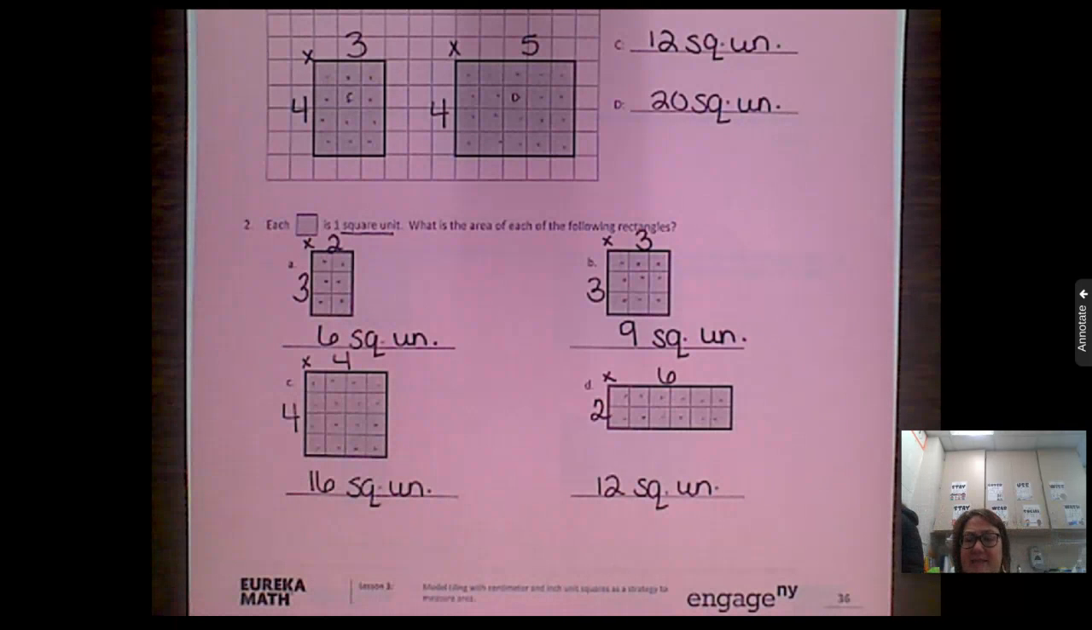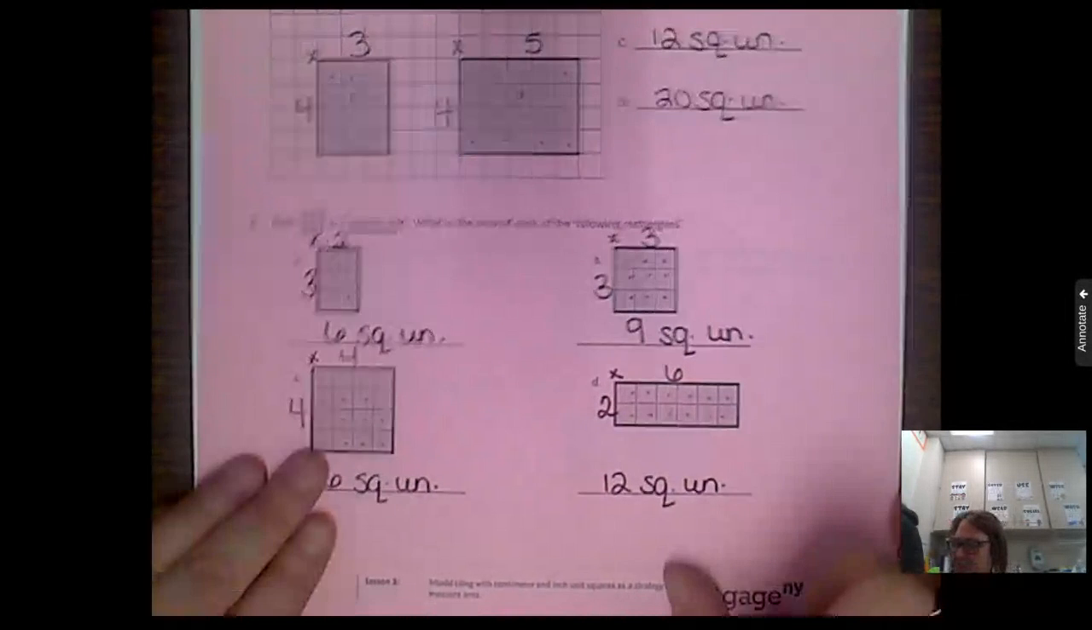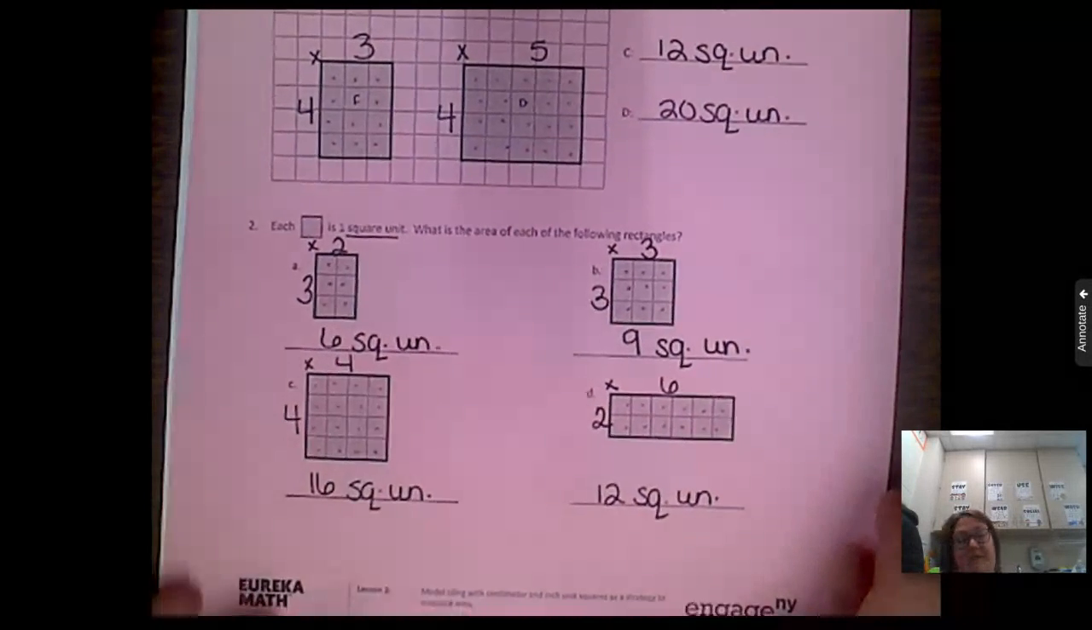What do we think? Is this kind of easy or pretty easy? Or, yeah, it's easy, Mrs. Gruelle. Good, but it's fun too. All right, if you need to pause it to finish up anything, go ahead and then turn the page.